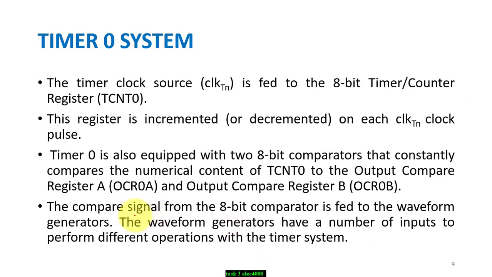Then we have the actual timer counter register, which is TCNT0, timer counter register 0. This is incremented or decremented. It will start counting either from 0 up to the maximum, which is either 255 or 65,000, or going down low. We have two registers where we can put our values, output compare register A and output compare register B. We can compare these values with the counter and produce a signal like we are going to see later on.